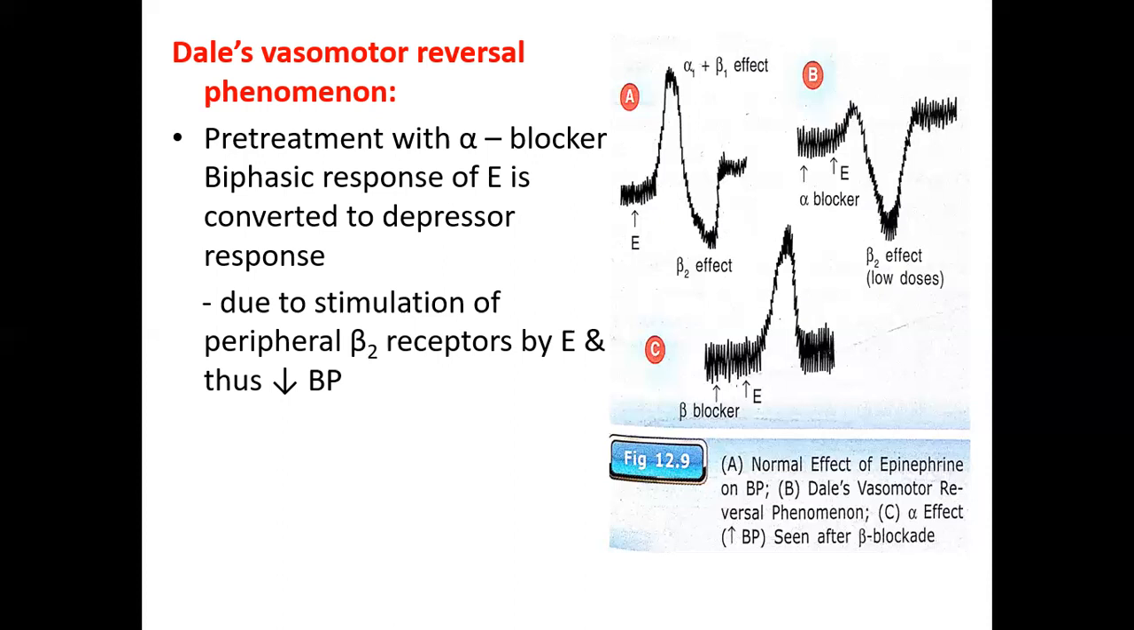In picture C, you give a beta blocker, so there is unopposed action of alpha 1. Then you see there is an increase in blood pressure. When you give the beta blocker as well as epinephrine, there is unopposed action of alpha 1, so there is an increase in blood pressure. So the biphasic response is the first picture, and picture B is Dale's vasomotor reversal.